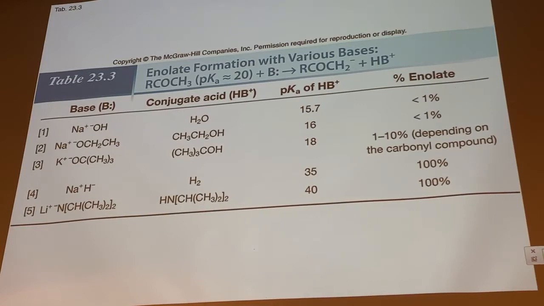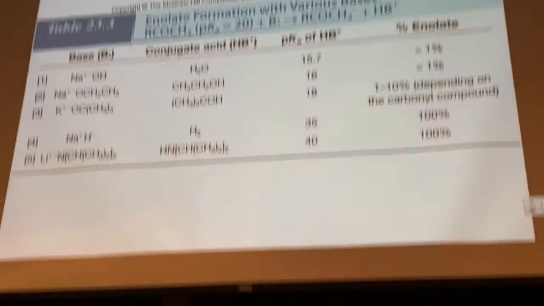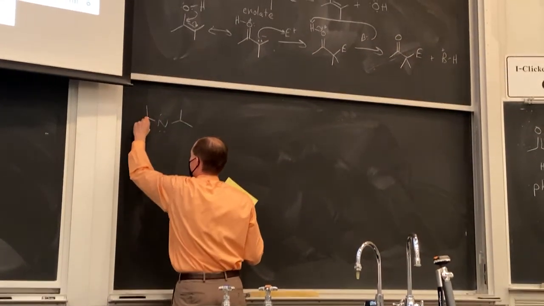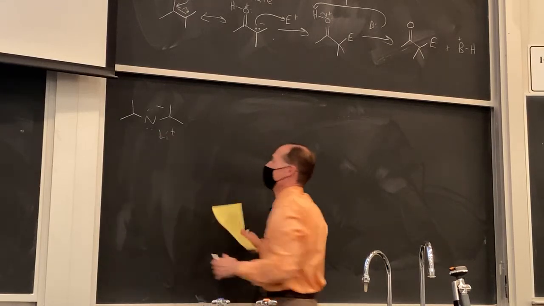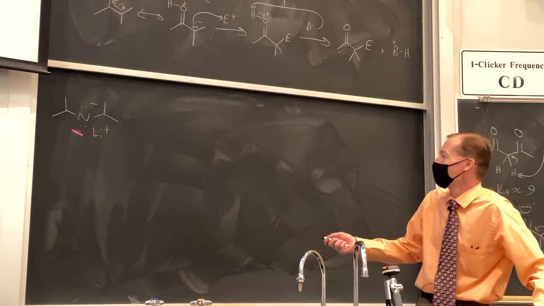We've seen that before. The one that's most commonly used is the one shown right here, which is called LDA, or lithium diisopropyl amide. Okay? So it looks like this. It's a negatively charged nitrogen with 2 isopropyl groups attached. And then we have a lithium as the counterion, okay? So it's a very strong base.